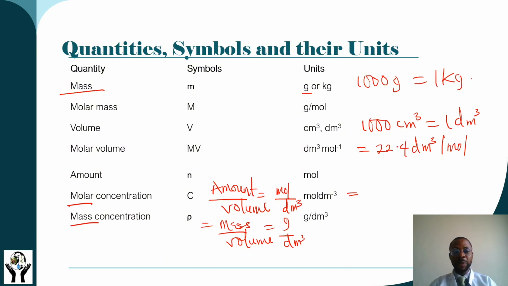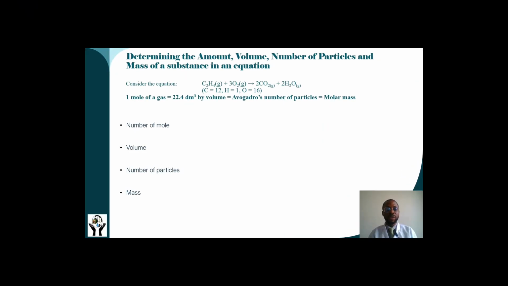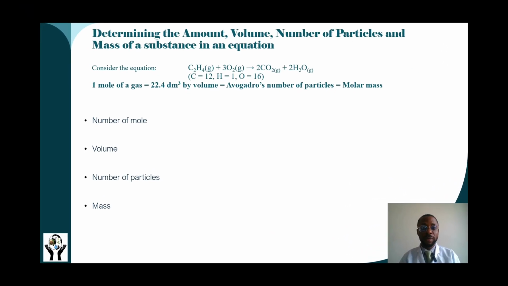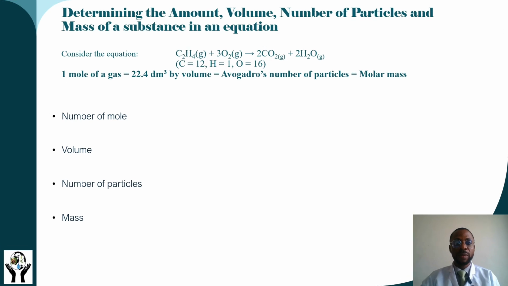We use per dm cube because 1 dm cube is equivalent to 1000 centimeter cube. So if you don't want to say mole per dm cube, that means you want to say mole per 1000 centimeter cube. So better still, just say mole per dm cube for molar concentration and gram per dm cube for mass concentration. For us to determine the amount of a substance in a given equation, the amount is the same thing as the number of moles of that substance in the equation.